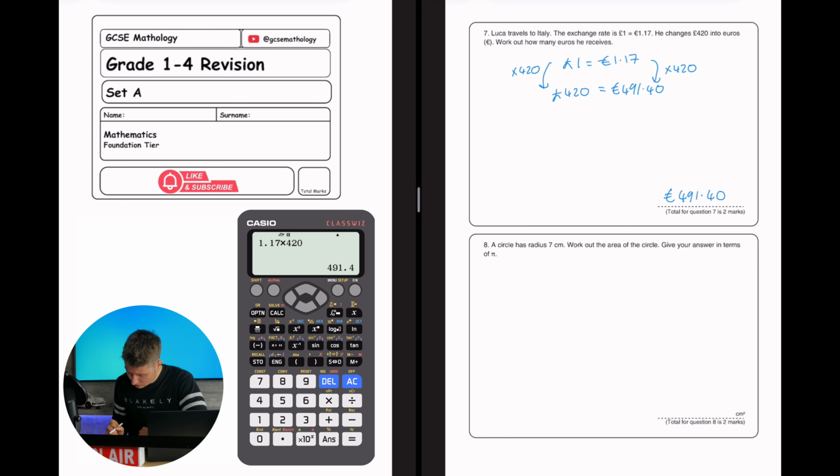Question 8 says a circle has a radius of 7. Work out the area of the circle, giving your answer in terms of pi. So the area of a circle is equal to pi r squared. So we've got the radius, which is 7, so pi times 7 all squared. So this is equal to 49 pi centimeters squared.